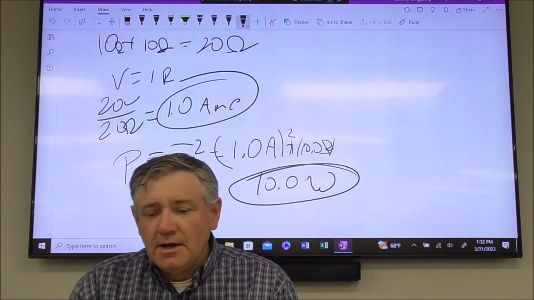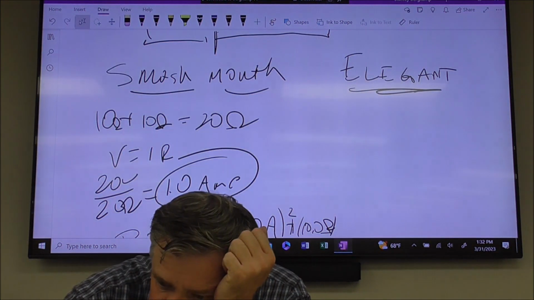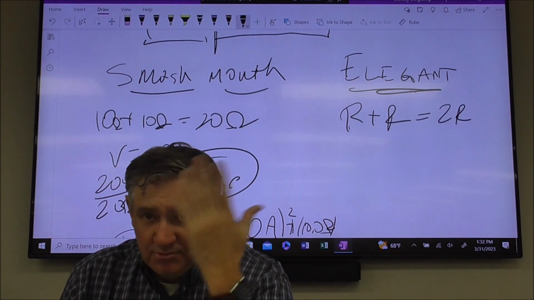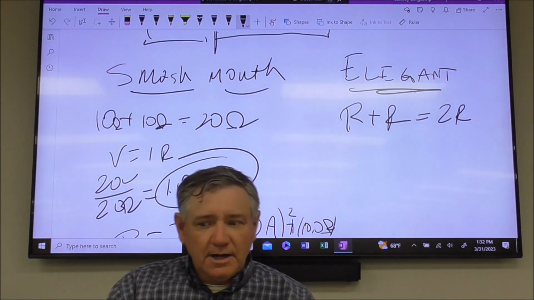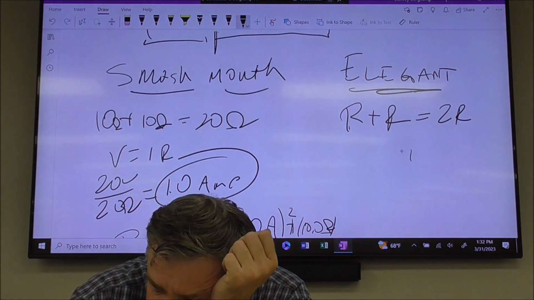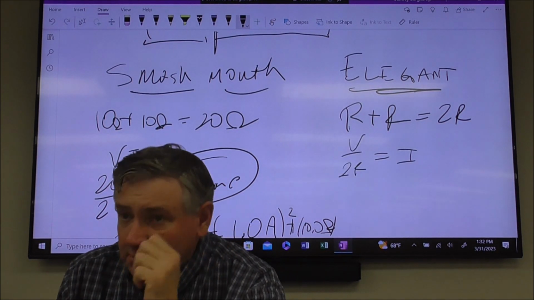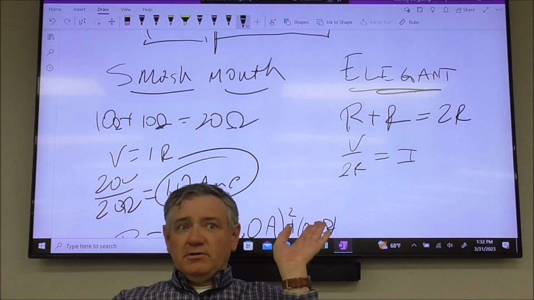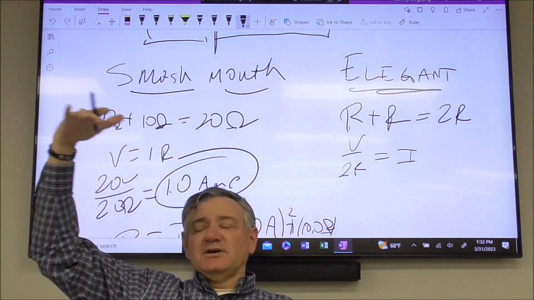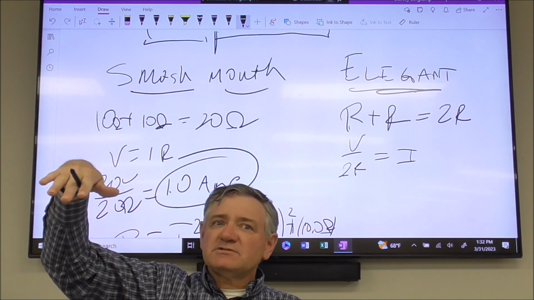Now, if you want to go with the elegant approach, that's just going to be R plus R, which is just 2R. To get your current, that's just going to be voltage divided by 2R. If you're going with the elegant approach, you can leave it in terms of the fancy E, which is EMF, electromotive force, which means the same thing as voltage. Whatever works for you.